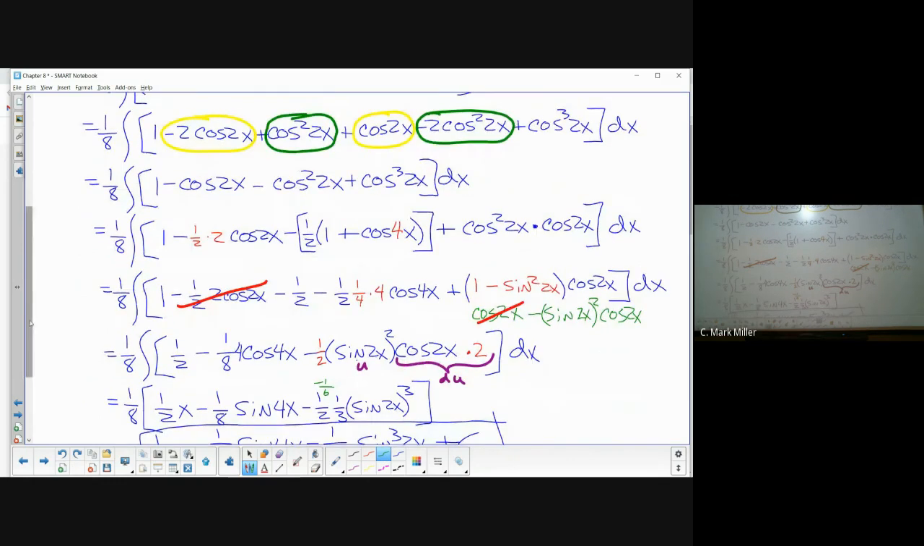Now what to do? 1 is already set up to integrate. Just goes down here. Cosine 2x, I need a 2 on the outside, so I do 2 times 1/2. It turns out that canceled anyway. That's why I did it. That canceled with that other one. Cosine squared 2x, I don't know how to integrate without doing that half angle formula again.